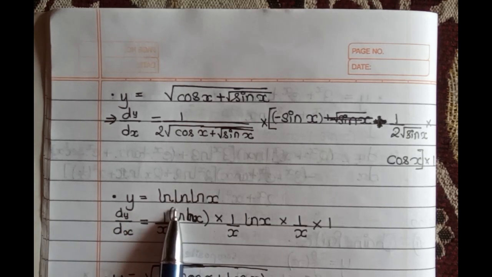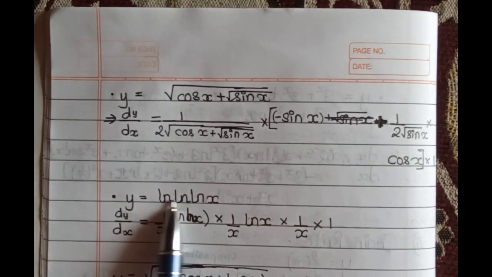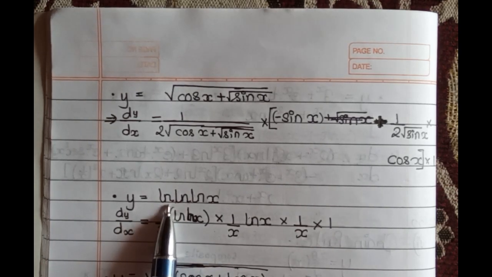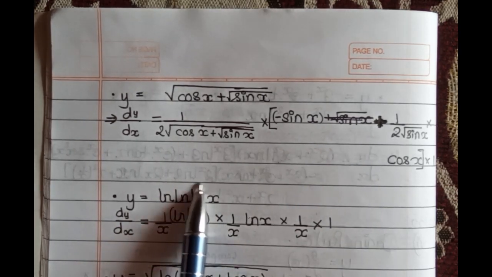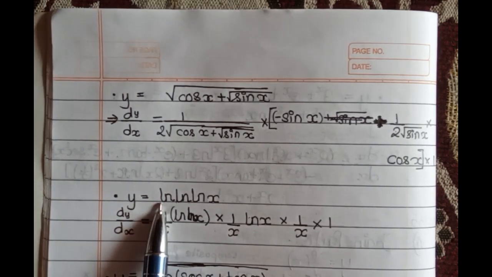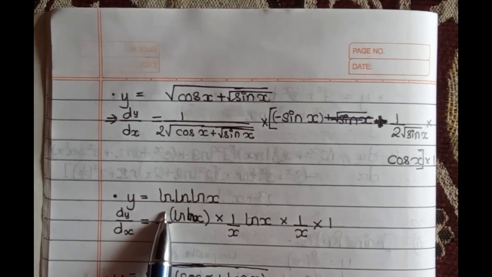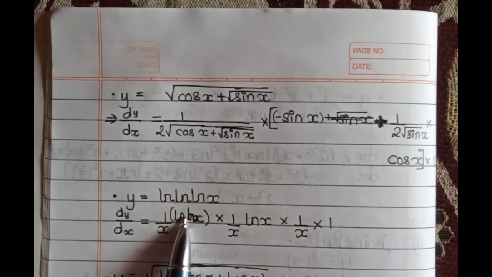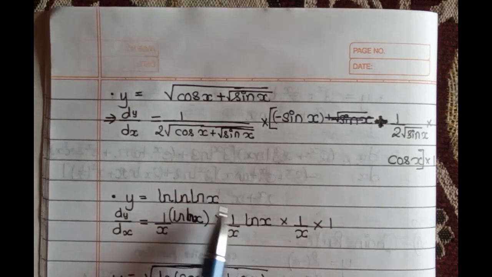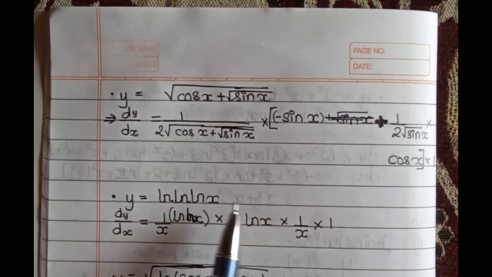Next is y is equal to ln x to the power ln x to the power ln x. Start from the outer, dy by dx, treat this whole as a constant or x. First differentiating this we get 1 upon x and keep the same ln x. Then differentiate the second, 1 upon x, keep this as same ln x. Then differentiate the third one, which is 1 upon x, and the differentiation of x is 1.